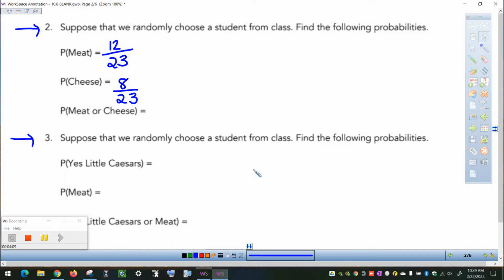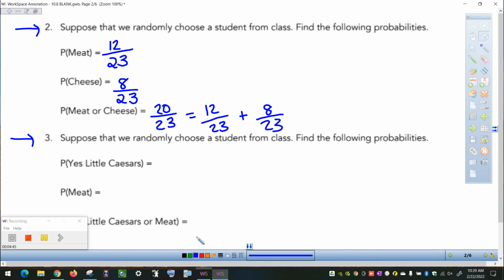Go ahead, Max. 20. And how did you get 20? Or what did you look at to get 20 out of 23? Just add the numbers. So if we were to think about writing this as an addition statement off the side here, it looks like we took the number of students who preferred meat, which was 12, and then we had the number of students who preferred cheese, which was 8. We add them all together, we have 20 students altogether that are either meat or cheese out of the 23 students in the class.